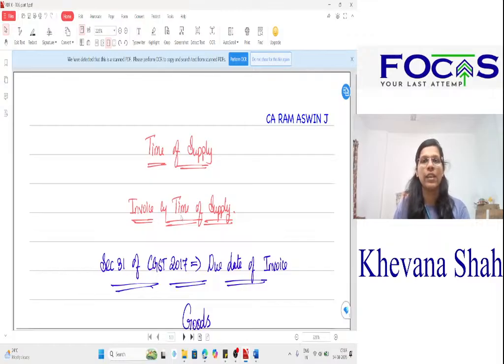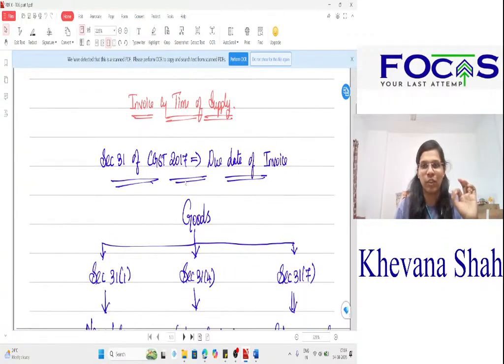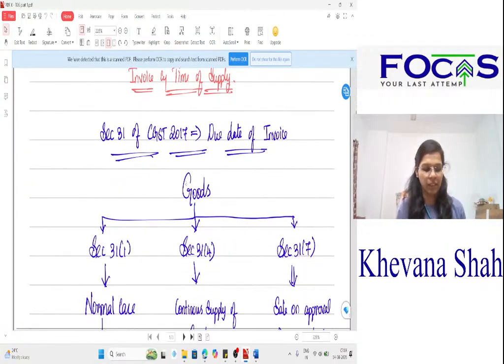Time of supply. So when should we raise the invoice? In case of time of supply, when should we raise the invoice? There are certain provisions which tell us the date by which we should raise the invoice. That is governed by section 31.